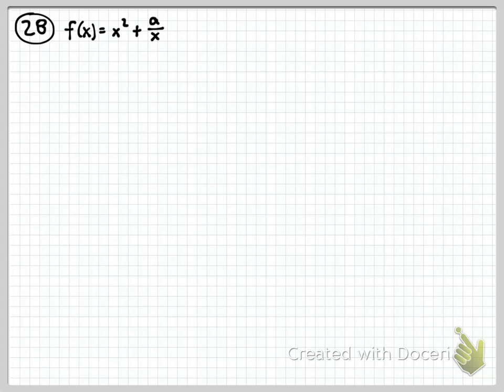For problem number 28, we're asked to find two things. What value of a makes this function have a local minimum at x equals 2? So let's do that first. First of all, we need to find our derivative. Our derivative of the first term is 2x.